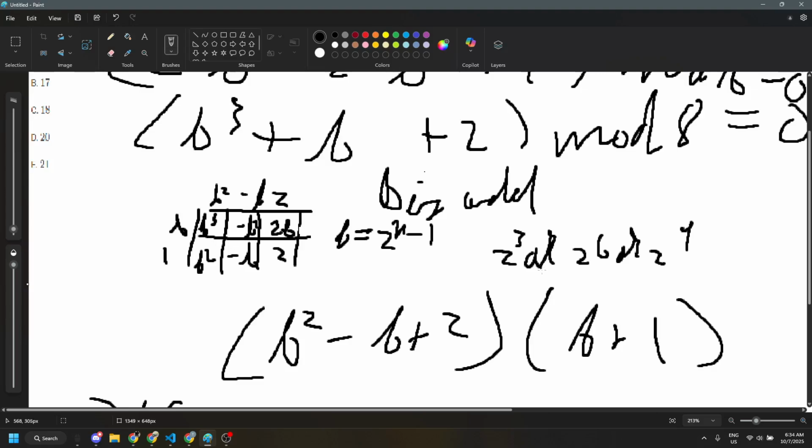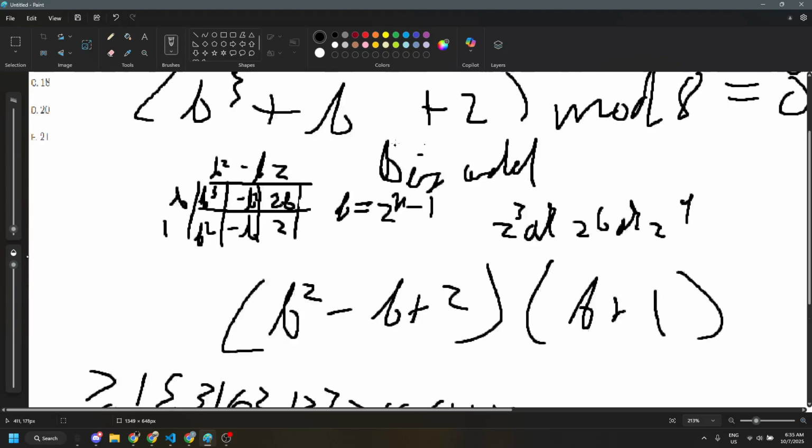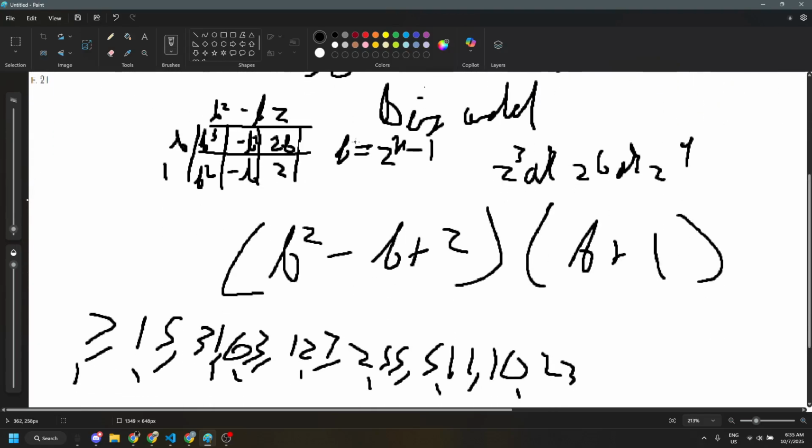But let me try to factor this again: b cubed minus b squared plus 2b. B squared, those cancel out. You get b and 2. What?